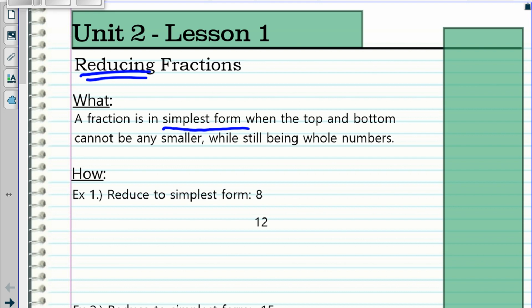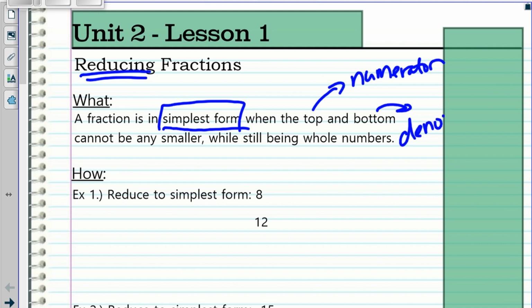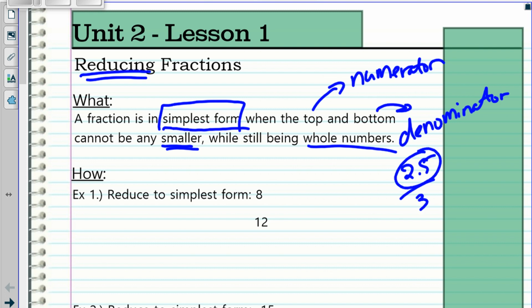A fraction is in simplest form when the top and the bottom, now think about that for a second. What is the top of a fraction called? Right, numerator. And what's the bottom of a fraction called? That's correct, denominator. Right, when they cannot be any smaller as a whole number. So for example, you can't have 2.5 over 3. You can't have decimals in a fraction.